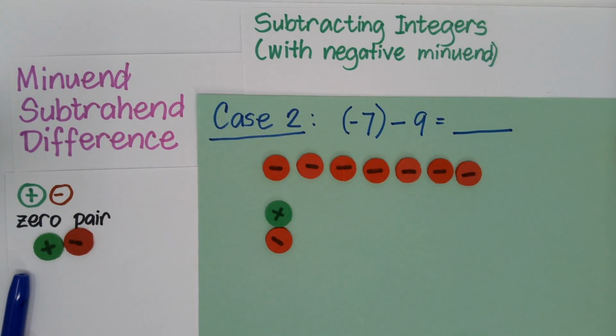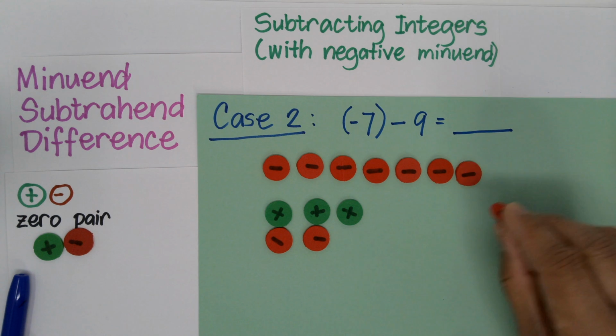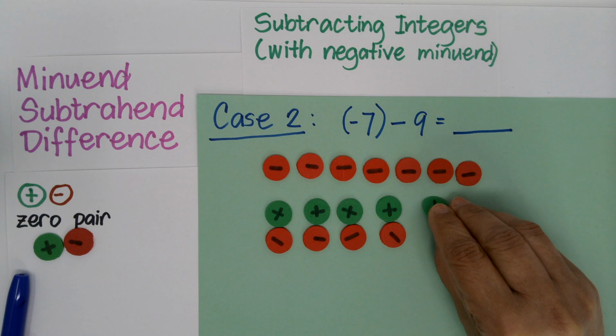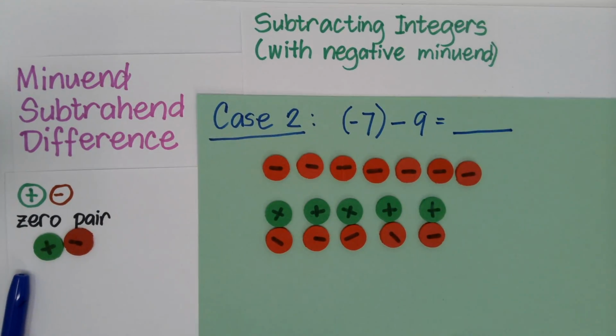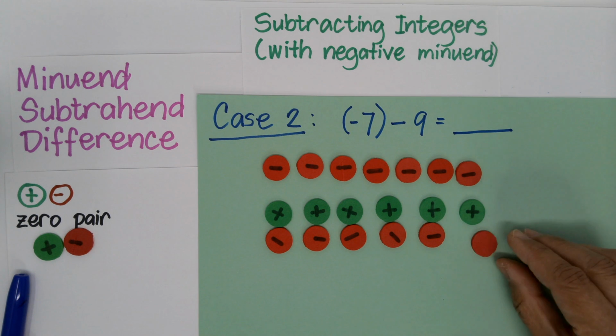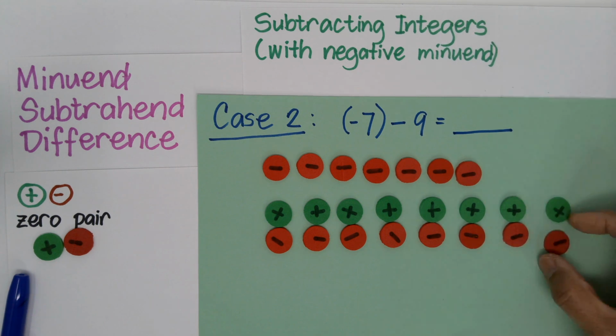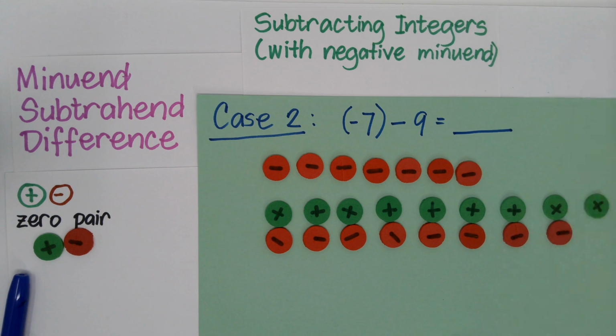So that's 1 zero pair, that's 2, 3, 4, 5, 6, 7, 8, and 9. Okay, so we have now introduced 9 zero pairs, and from that we have now 9 positive discs.